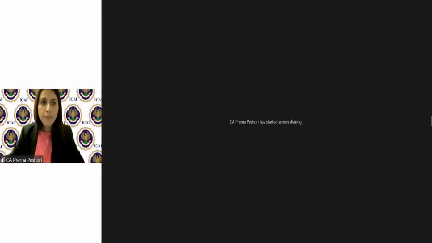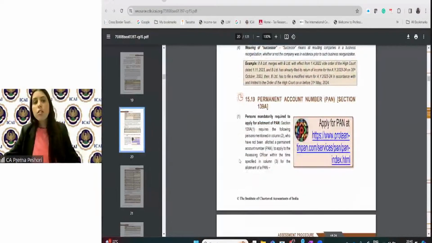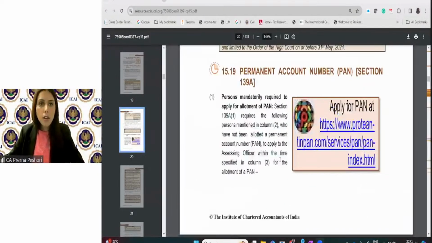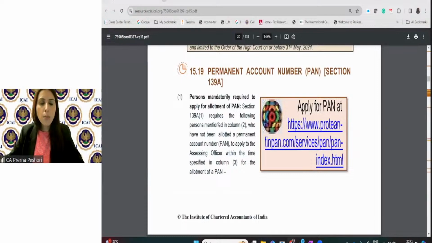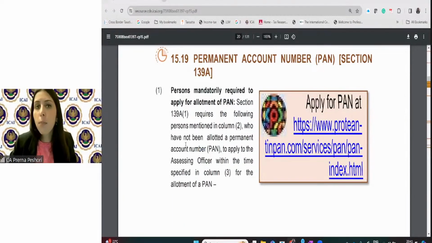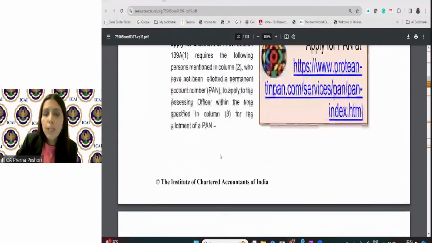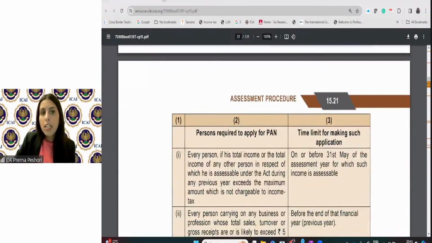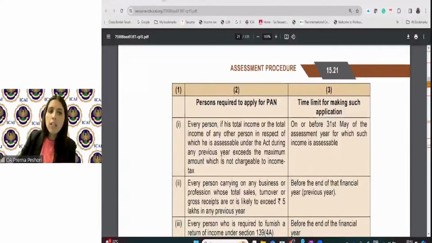Okay. So now we move to the topic of PAN. Persons mandatorily required to obtain PAN. So 139A talks about the requirement of obtaining the permanent account number. Now, who is required to apply for the PAN? Every person whose total income exceeds the basic exemption limit. So every person whose income exceeds the basic exemption limit is required to apply for the PAN.